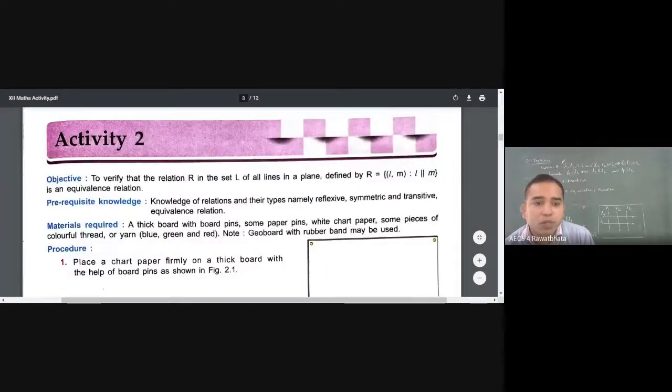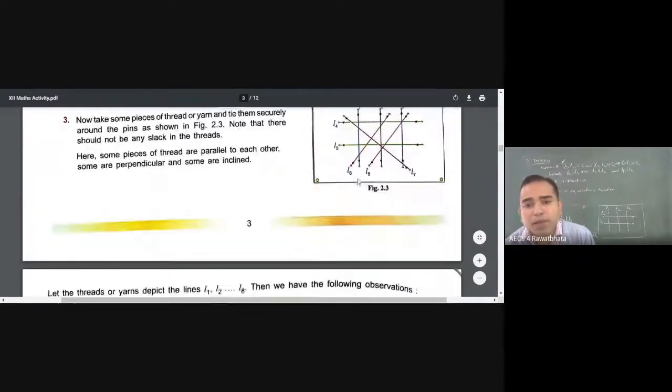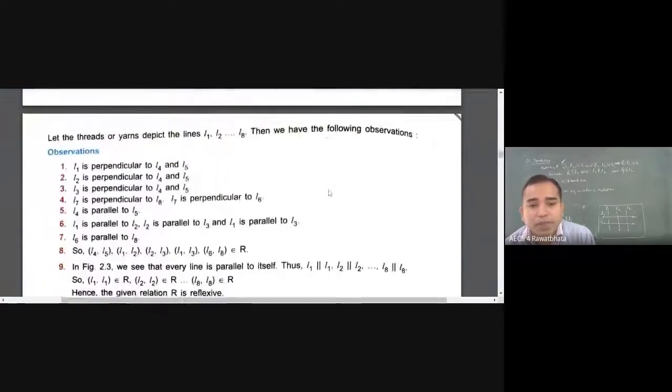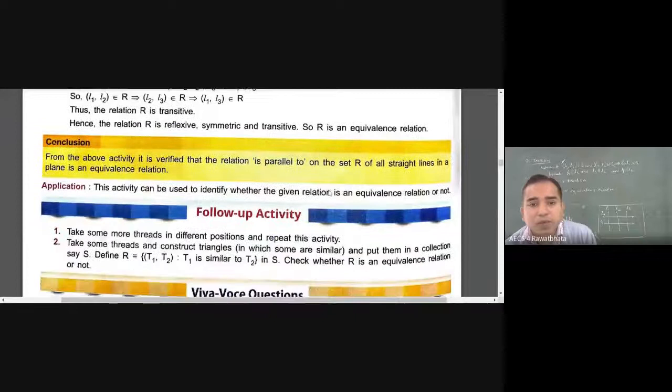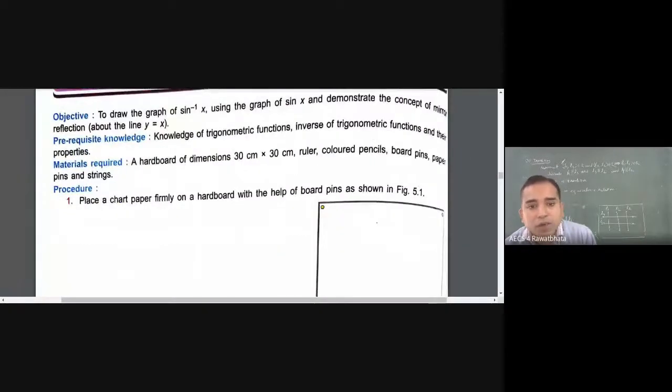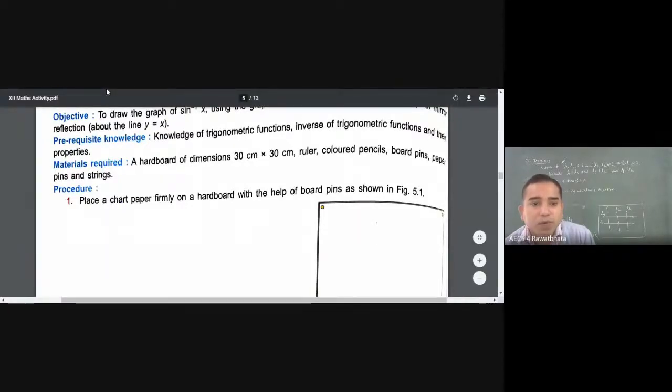Activity number 2 is also similar, to verify the relation. This L parallel to M is an equivalence relation. So you can see the same thing, almost the same thing. And here in the example, they have taken two more lines, L6 and L8, L7, three more lines they have taken. Okay. So we took only up to 5. Doesn't matter. You can take as many lines as you wish. Now, I think if we can, let us discuss one more activity.